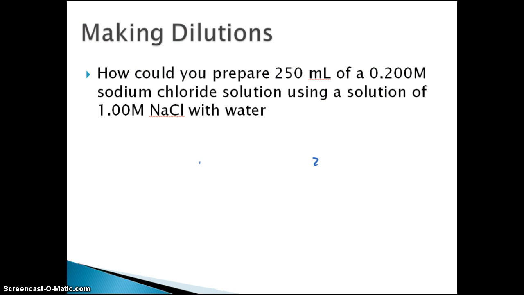So now we have a making dilutions equation that you've been practicing. So we're going to start with our formula for this, which is M1V1 equals M2V2. Those are capital M, so that's molarity, remember, which is moles of solute over liters of solution. That's our molarity. And the question says, how could you prepare 250 milliliters of a 0.2 molar sodium chloride solution using a solution of 1 molar NaCl with water?